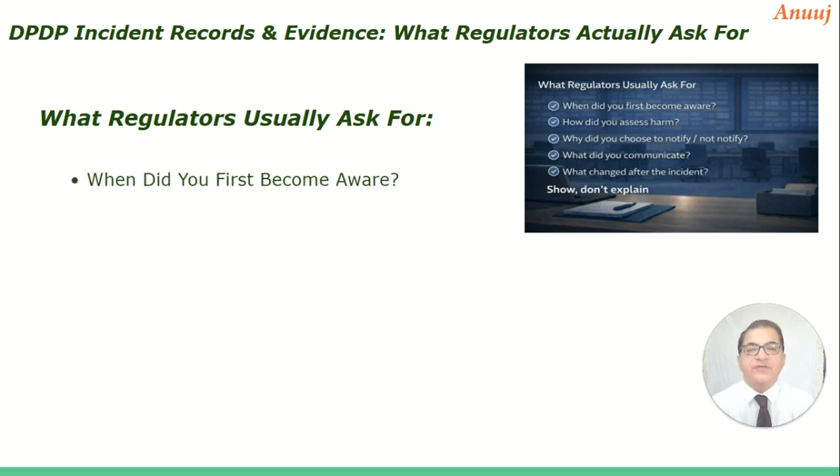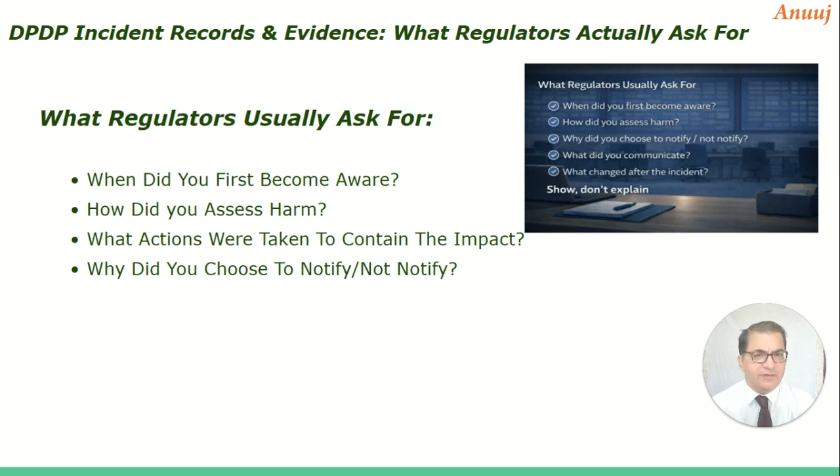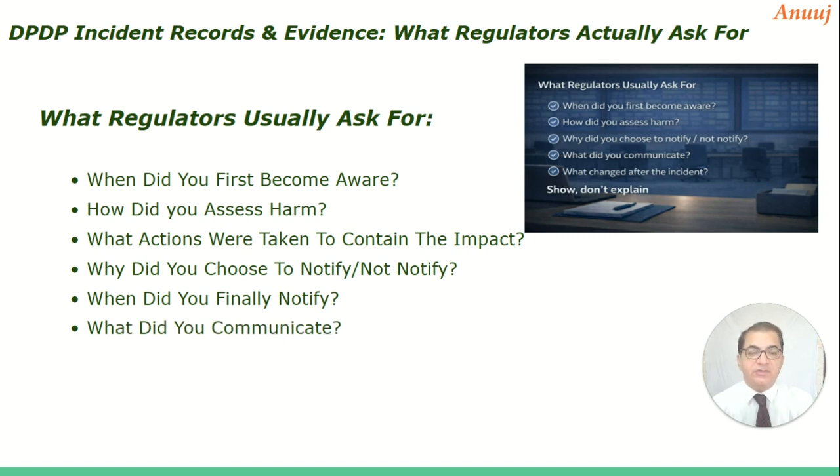What do regulators usually ask for? They ask for, when did you first become aware? The detection part. How did you assess the harm? The detection part. What actions were taken? What decisions did you take to control this? Control what? First the breach itself, the incident itself, and then the impact also. Why did you choose to notify or not notify, whatever action you took? Why? And what was the notification? And when did you notify that? So it's important for notification: why, what, when. You can't ignore any of these.